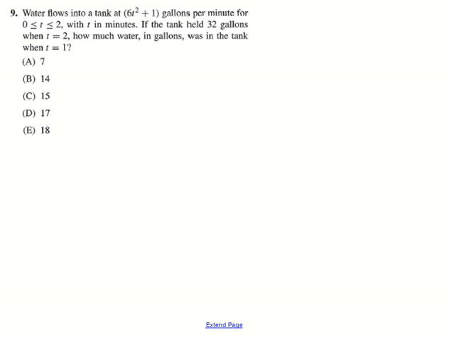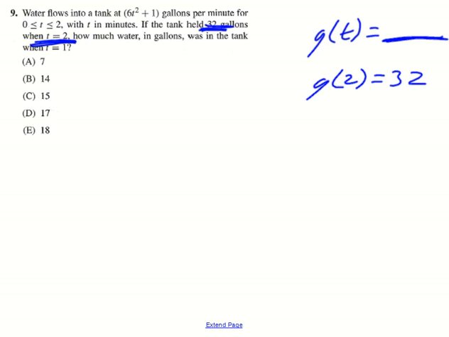Now I just want to point out that this right here is an important thing that you know. The tank actually held 32 gallons when t equals 2. So what I'm going to say is I'm going to use the function G for how many gallons are in the tank with respect to t, okay? And so this is, well, we don't really know what this function is right now, but I'm just going to denote it by this. G of t is equal to, and then we really need to know a function right now because they gave us this 32 gallons when t is equal to 2. One thing I can say definitively is that G of 2 is equal to 32, okay? So G of 2, when time was 2, we knew that there was exactly 32 gallons in the tank.